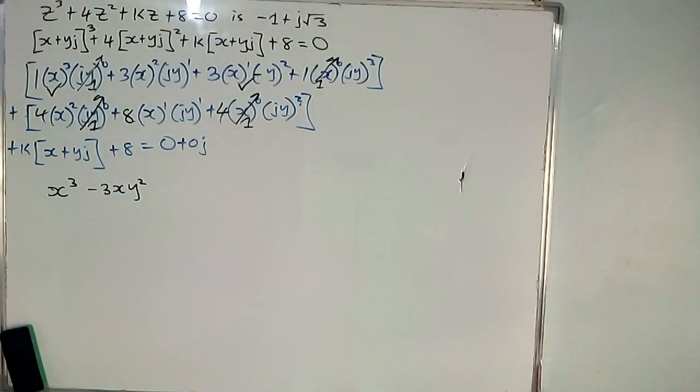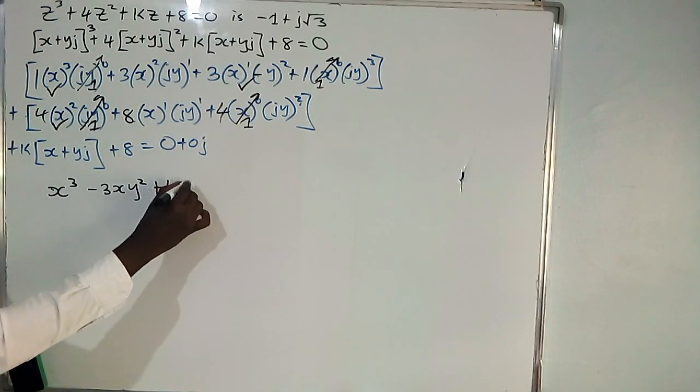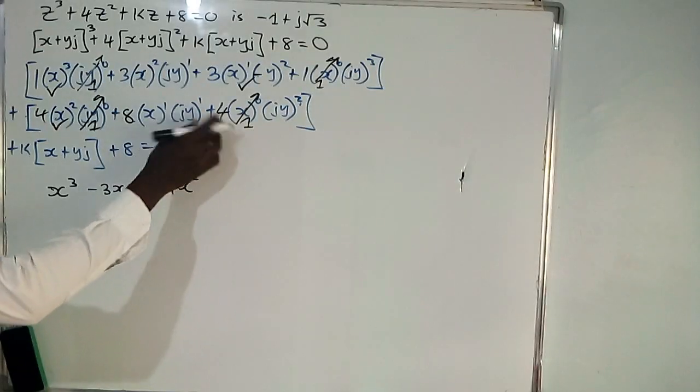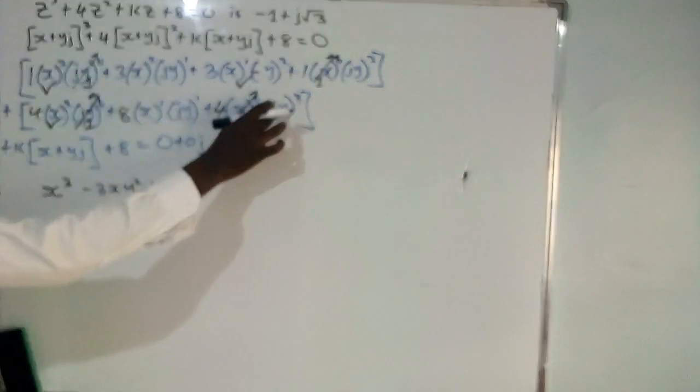Are we together? So start collecting the terms there. This is 4x squared. It does not have a j, so it is real, isn't it? So plus 4x squared. We've collected that. We cancel it out. This is j raised to power 1. It has j. It is not real, isn't it? This one is real. The last term there is real because it doesn't have j.